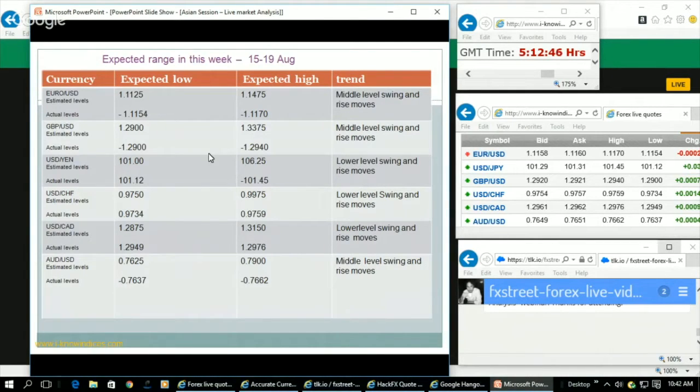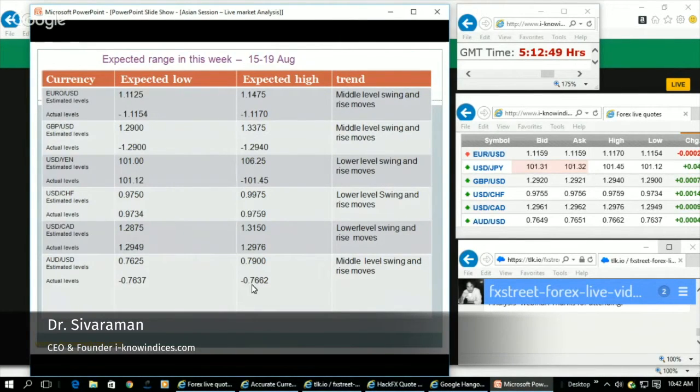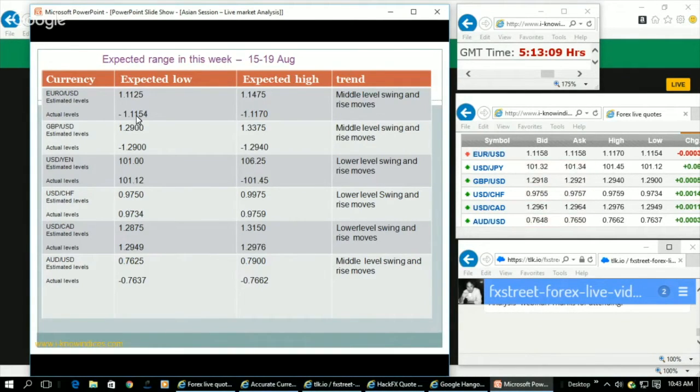Now these are all the levels they have shown so far. On the higher side, the levels are given here, this top post, and they are all the expected range in which the currencies are expected to swing. The lower level is the actual level established so far. In the case of euro, they are expected to make 1.1125 could be the low and 1.1475 could be the high. The case of GBP, 1.29 to 1.3375 they could go.